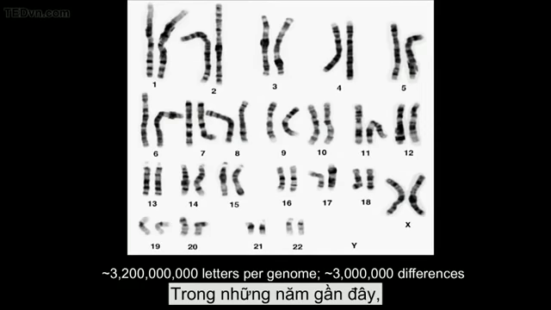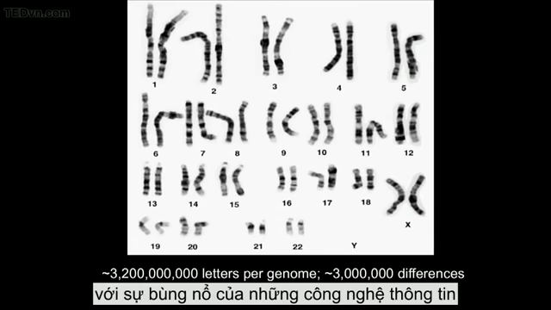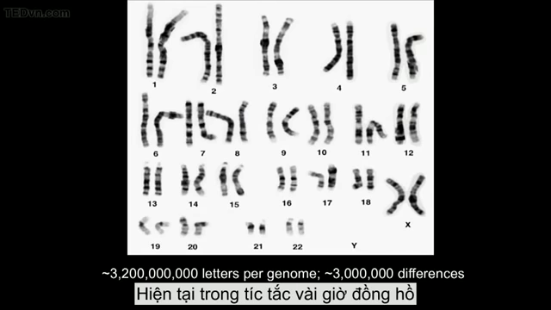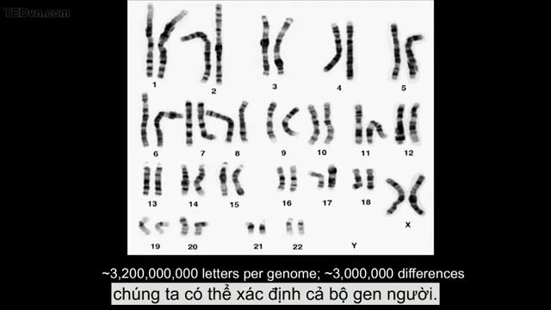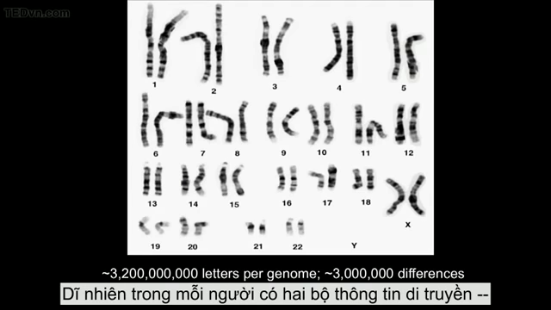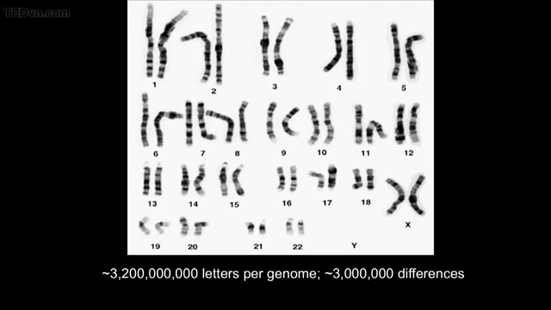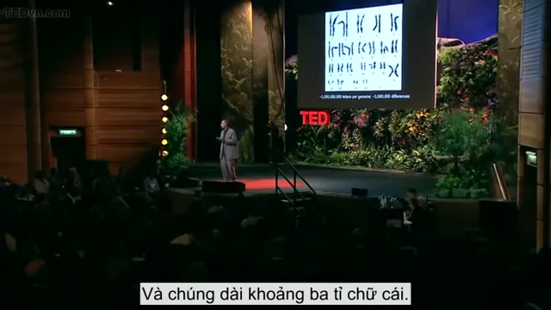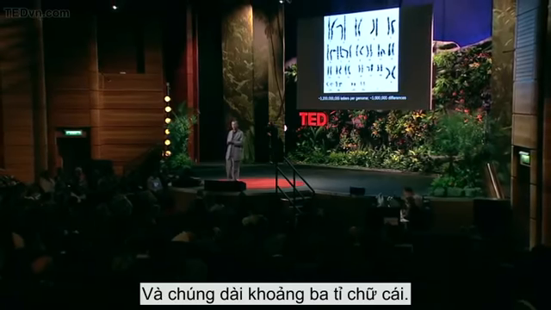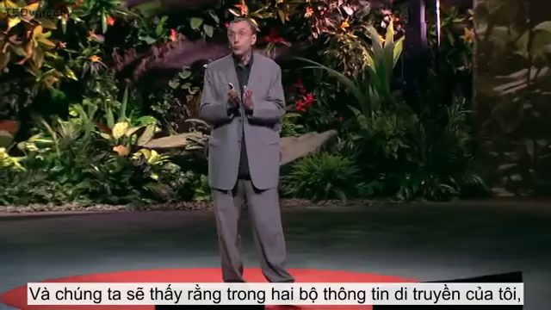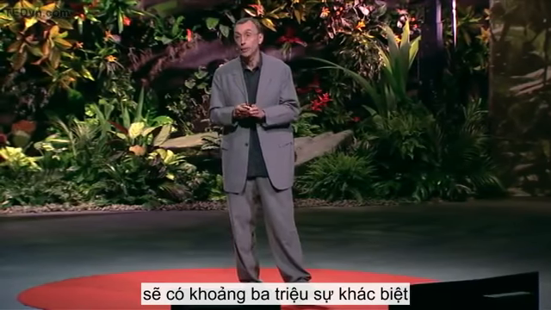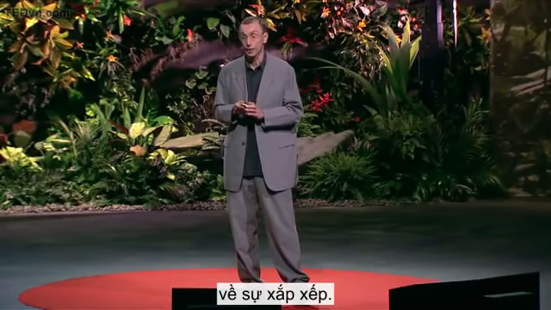So what has now happened in the last few years is that there have come technologies around that allow you to see many, many pieces of DNA very quickly. So we can now, in a matter of hours, determine a whole human genome. Each of us, of course, contains 2 human genomes, one from our mothers and one from our fathers. And they are around 3 billion such letters long. And we will find that the 2 genomes in me or 1 genome of mine with one of yours will have about 3 million differences in the order of that.